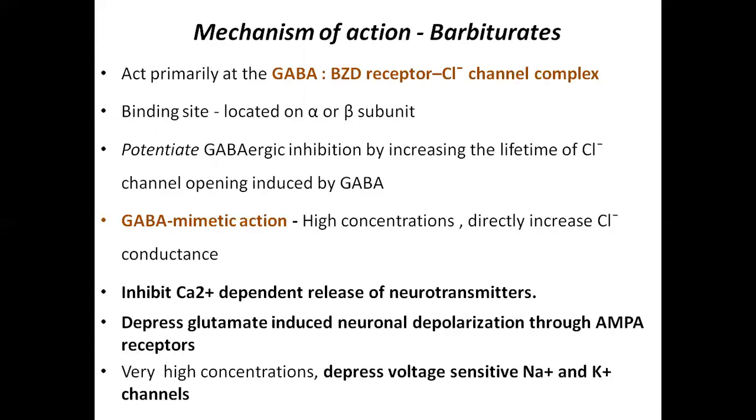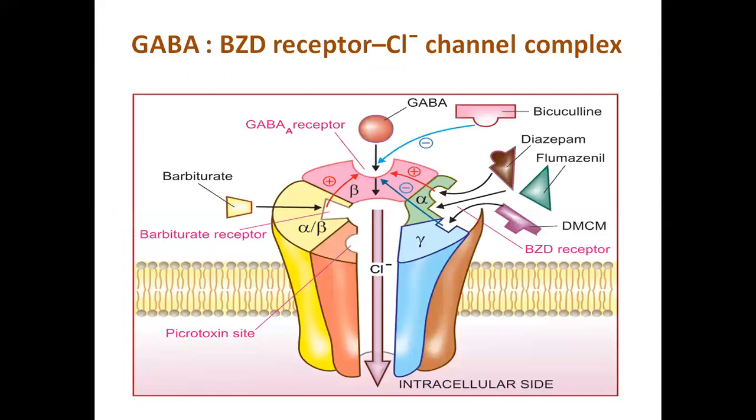How they act. Before that, we should know this receptor, that is the GABA benzodiazepine receptor chloride channel complex. It is a pentamer which consists of 2 alpha, 2 beta, and a gamma subunit. Okay, and we have a GABA site. GABA will bind to the GABA receptor site, which is present in the beta subunit, and barbiturate will bind to the alpha beta interface, and diazepam will bind to the alpha gamma.